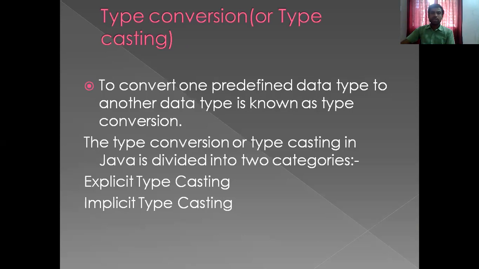Next, the last one, that is the type conversion. The conversion of one data type to another is known as type conversion. We have two types of type conversion: one is the implicit type conversion and one is the explicit type conversion. Implicit type conversion is done by the compiler itself, and explicit type conversion is done externally or forcefully.